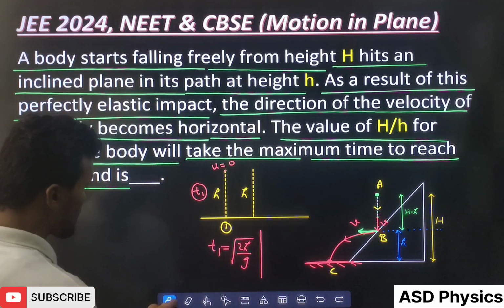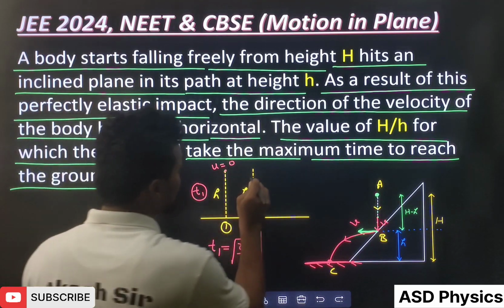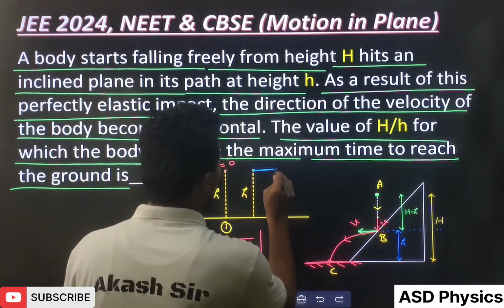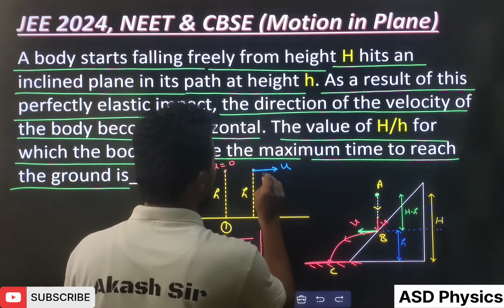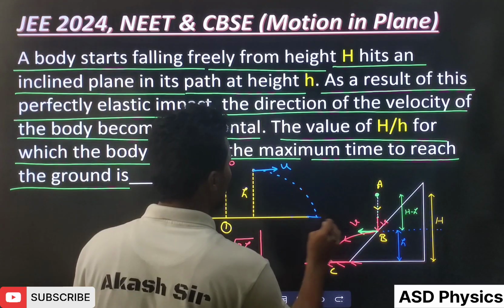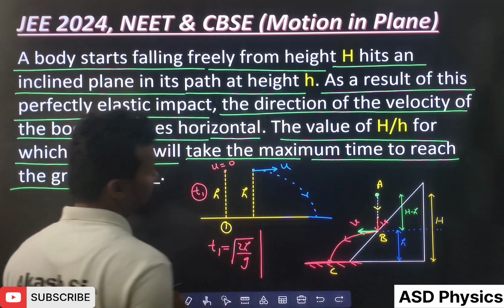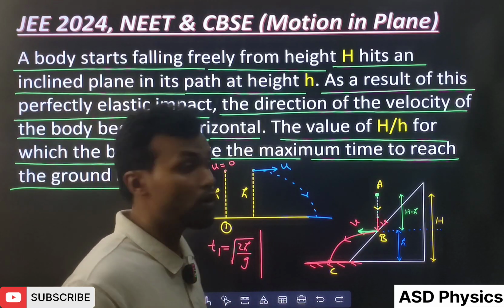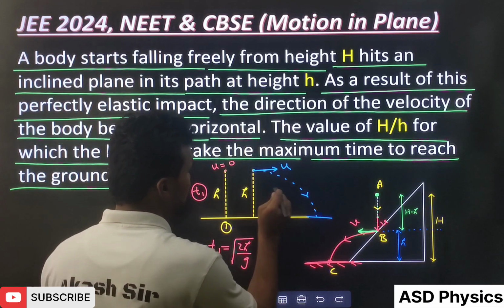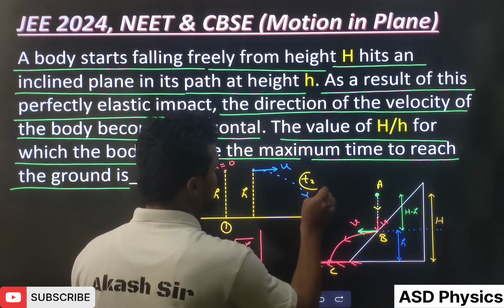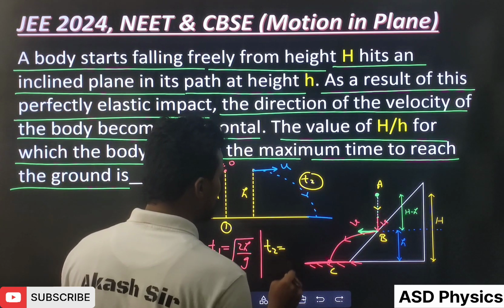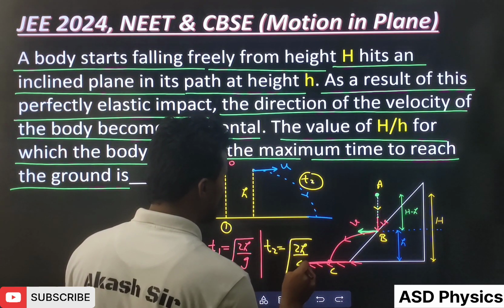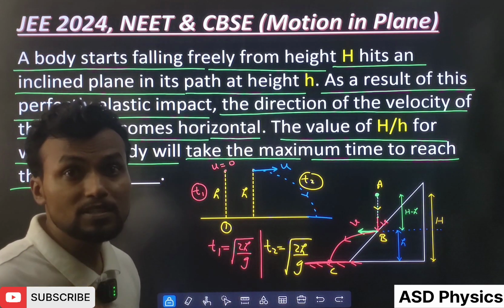Similarly, in the second case, let's take that from the same height the body is projected in the horizontal direction, so it will follow this path. In this situation also, the time of descent will be the same. Let's take the time taken as T2. This T2 will again be root 2h by g. Why are both the same?